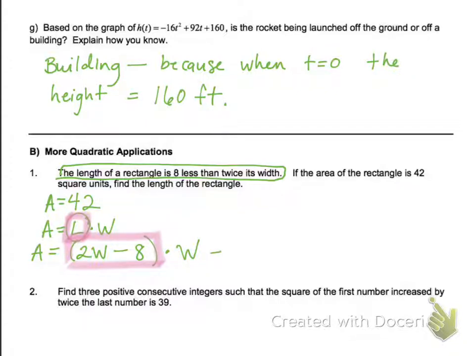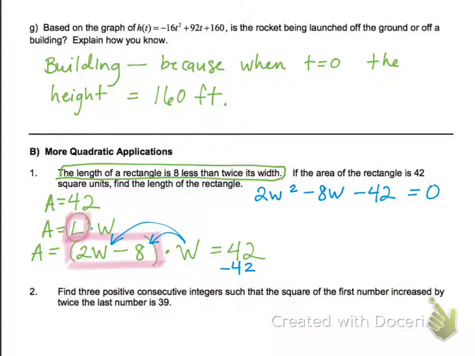And that equals 42. So now I'm going to treat this just like a quadratic equation. I'm going to distribute the w, move everything over, factor, and solve for w. Okay, so let's start with distributing this w. So 2w squared minus 8w. And let's go ahead and subtract the 42. Let's just do it all in one step. Equals 0.